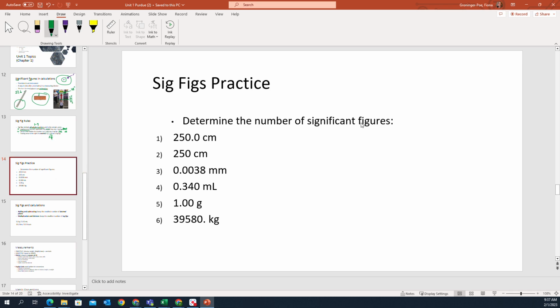Okay, so here's some practice. Go ahead and pause the video, try to determine sig figs on your own, and then unpause the video and check your work.